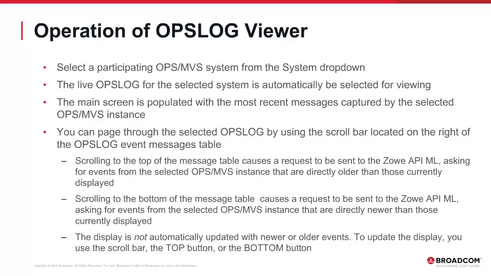the Event Messages table. If you wish to view records from an active OPSLOG other than the currently live one, you can select a different one from the OPSLOG drop-down list. The live OPSLOG is labeled in the drop-down list. In addition to using the vertical scroll bar to page through OPSLOG records, you may also use the top or bottom buttons to position the display to show records from either the beginning or the end of the selected OPSLOG respectively.